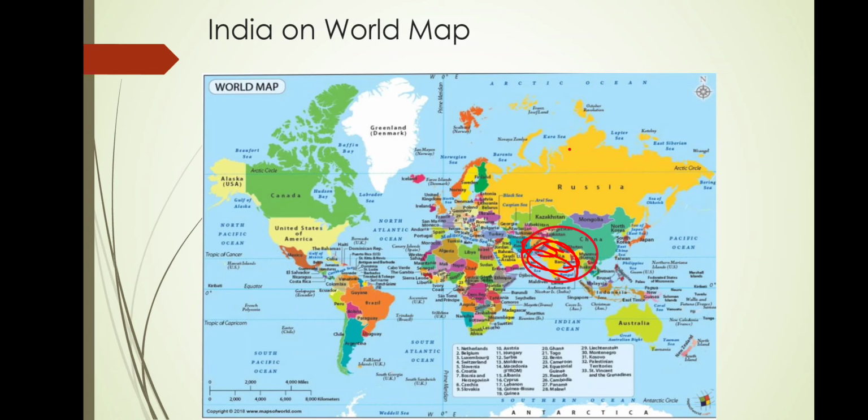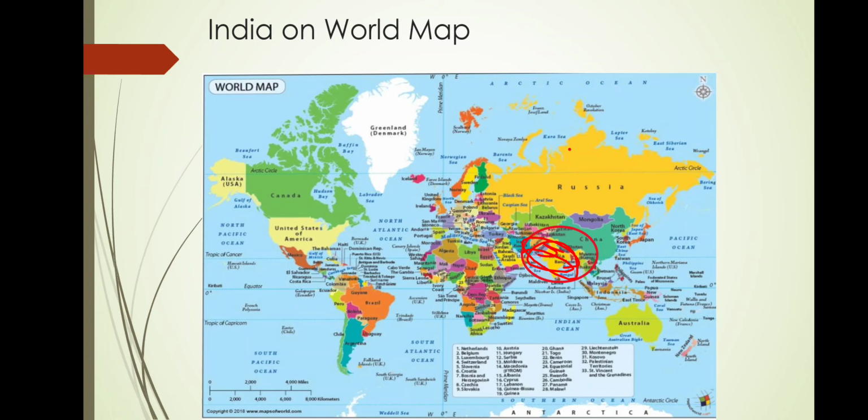And we all know that India has the longest coastline in the Indian Ocean. If you talk about any country, it's only India which has the longest coastline in the Indian Ocean as compared to the other countries. Due to this reason, the Indian Ocean is named after India. That is also an important fact which you should know.